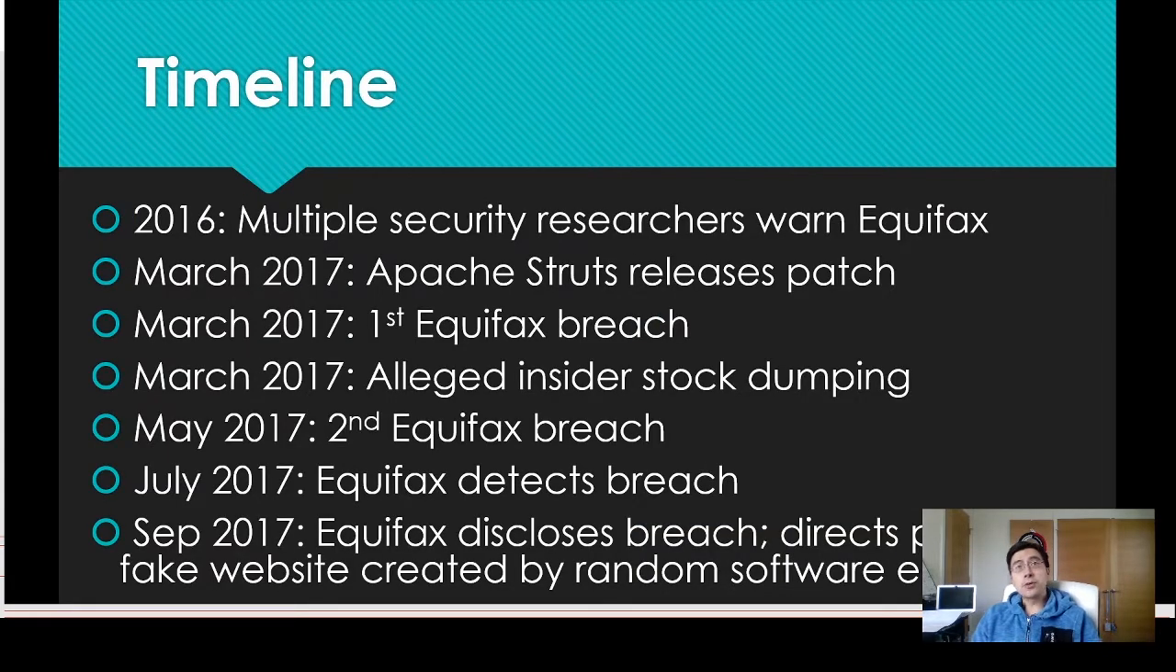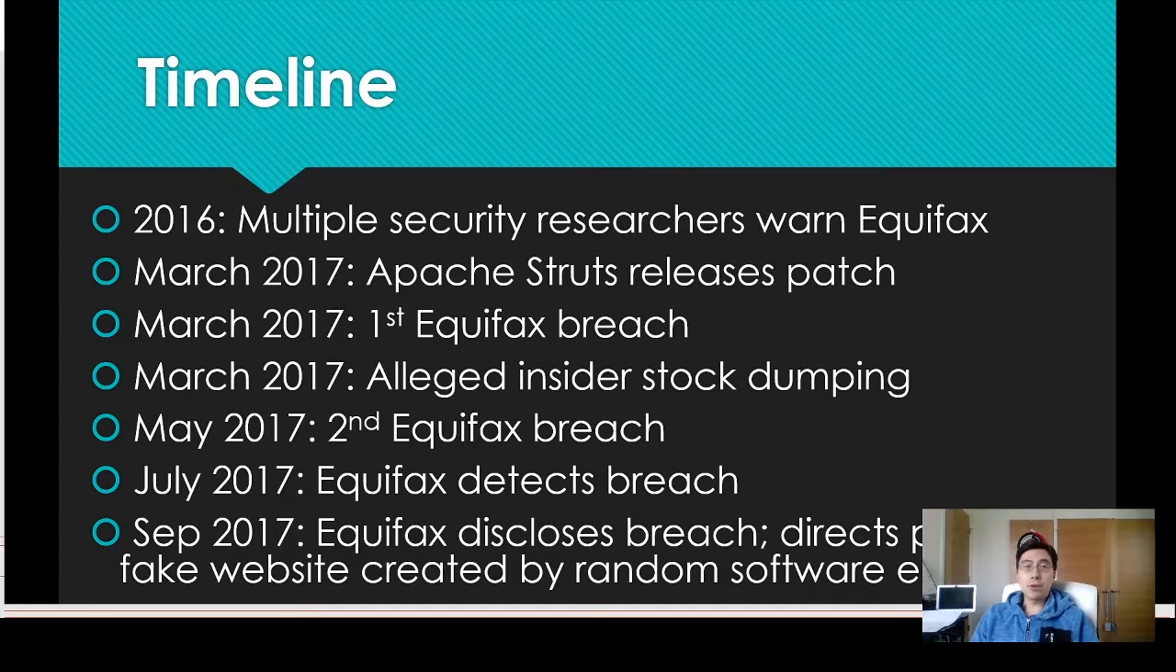And multiple security researchers knew this in 2016. They warned Equifax. Equifax did nothing. In March of 2017, Apache Struts released a patch that patched the interceptor stacks to function correctly, but Equifax again did nothing. Later that month, there was the first Equifax breach, and Equifax apparently knew about this because the allegations of insider stock dumping occurred in this month, but they did nothing to resolve the technical issue.